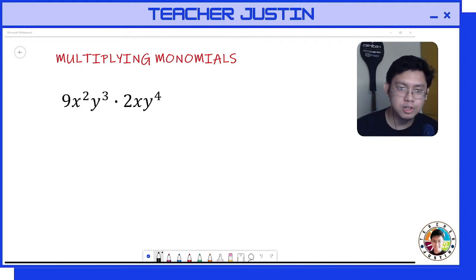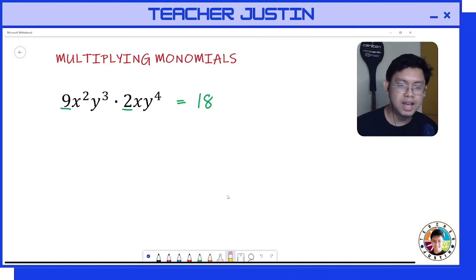So let's start first with our coefficient. So let's multiply 9 and 2. So 9 times 2, that will be 18. Then, let's proceed to multiplying our variables. Now, observe that we have two variables present in our example. Next, we will perform our law of exponent.